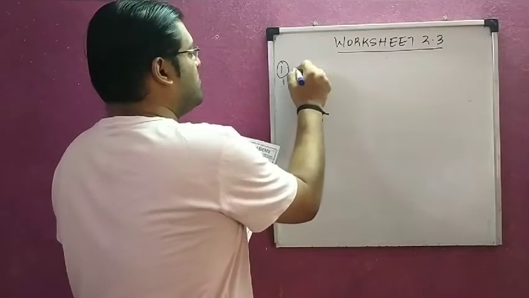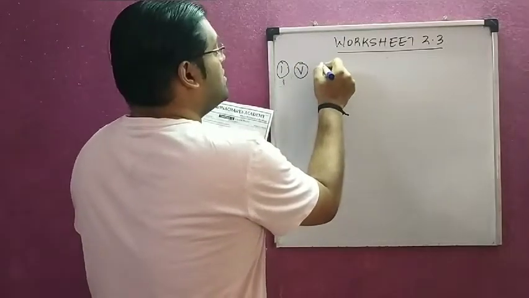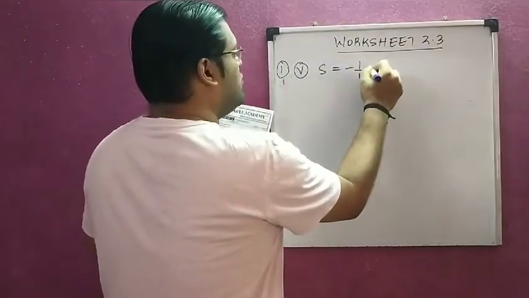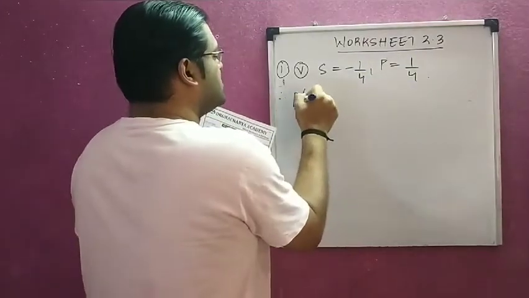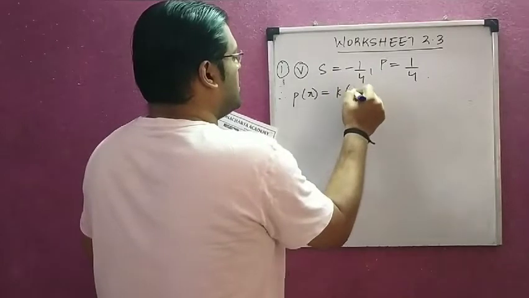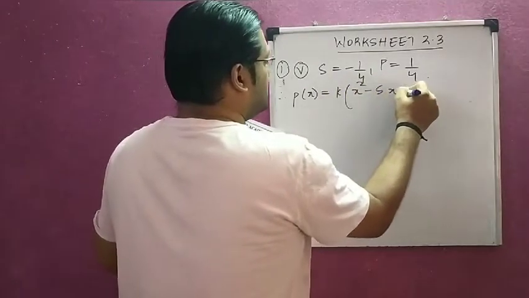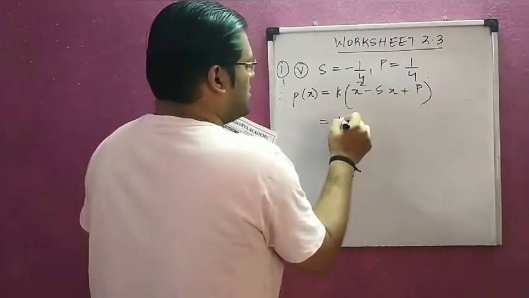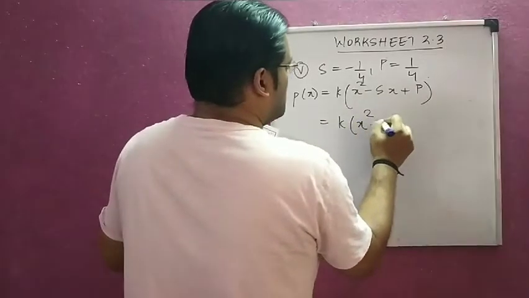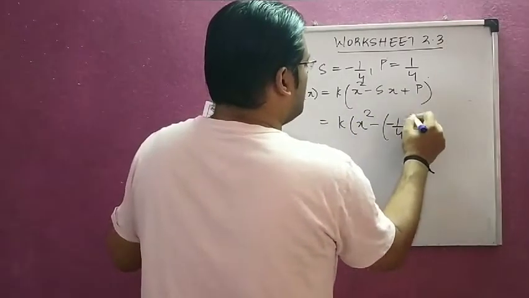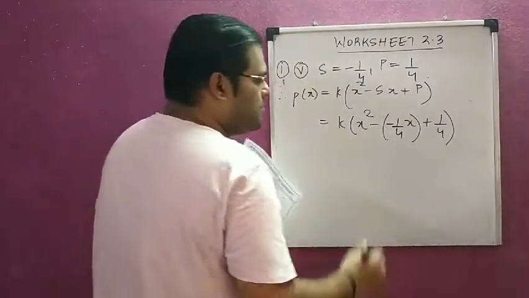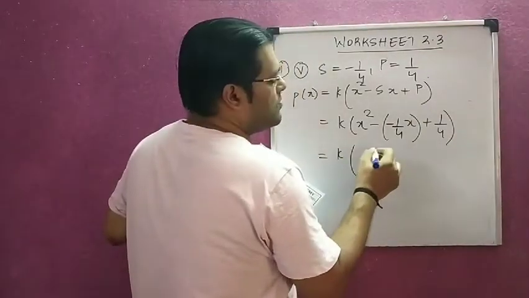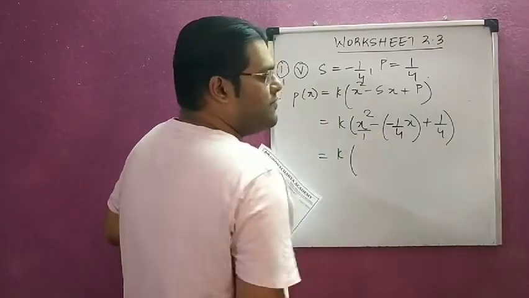Question 5. S is minus 1 upon 4, P is 1 upon 4. So p(x) will be k x square minus sx plus p. This is minus of minus 1 by 4 x plus 1 by 4. Right? K. Here below x square you have 1.